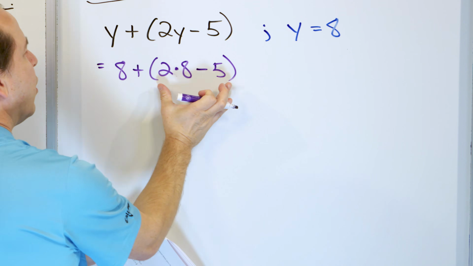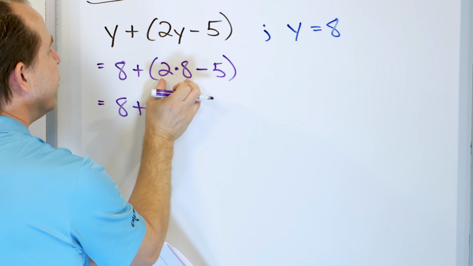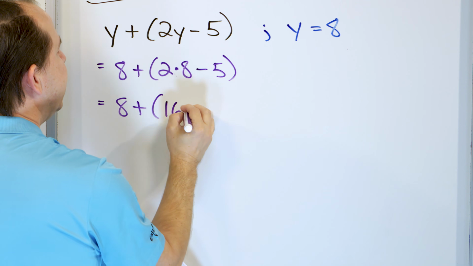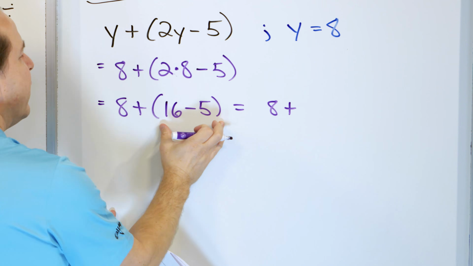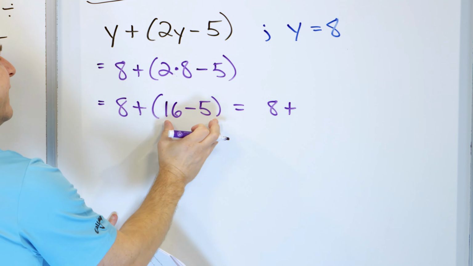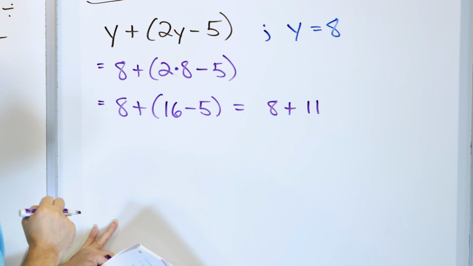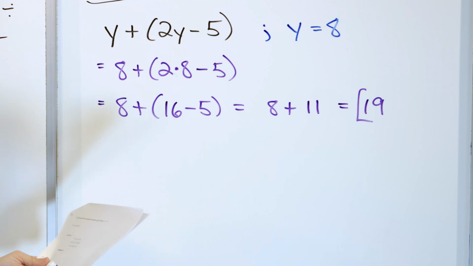Now what do we do? You have to work inside the parentheses first. But inside of here you have multiplication and subtraction. You multiply first. 2 times 8 is 16. You still have to subtract that 5. And you have to finish the inside of the parentheses first. 16 minus 5 is 11. Now we can drop those parentheses. And 8 plus 11 is 19. Positive 19, and that is the final answer.